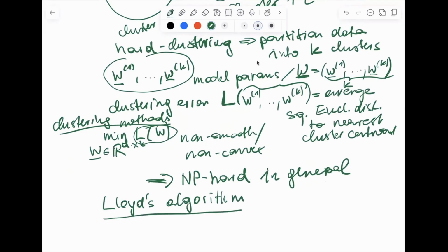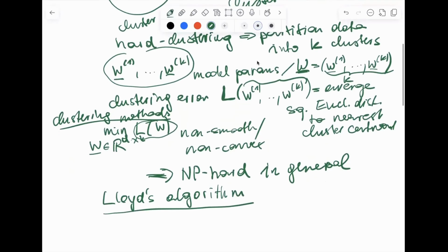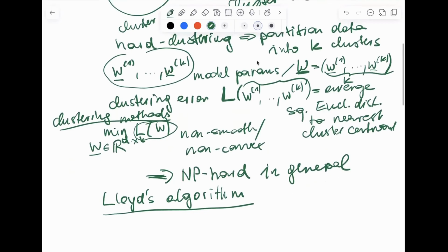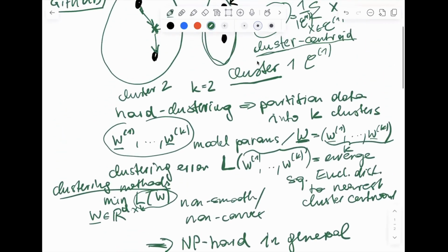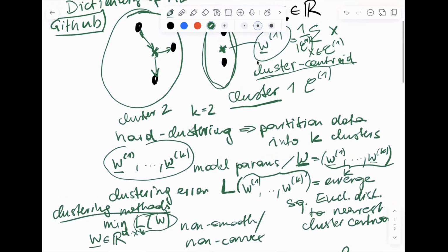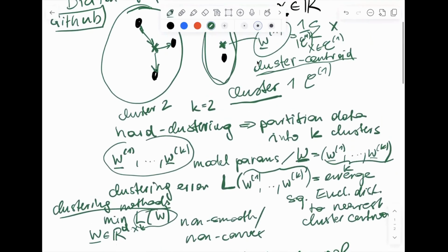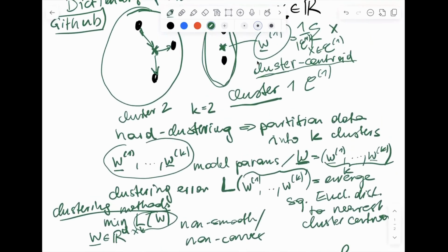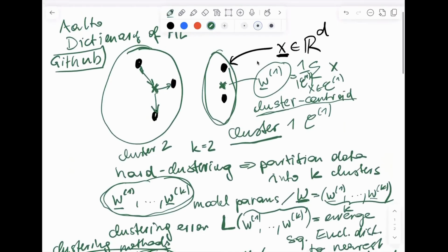And again, you find a nice bite-sized description of Lloyd's algorithm in our dictionary. I just briefly give the main idea. Instead of directly optimizing this clustering error in terms of cluster centroids, we also use the cluster assignments.